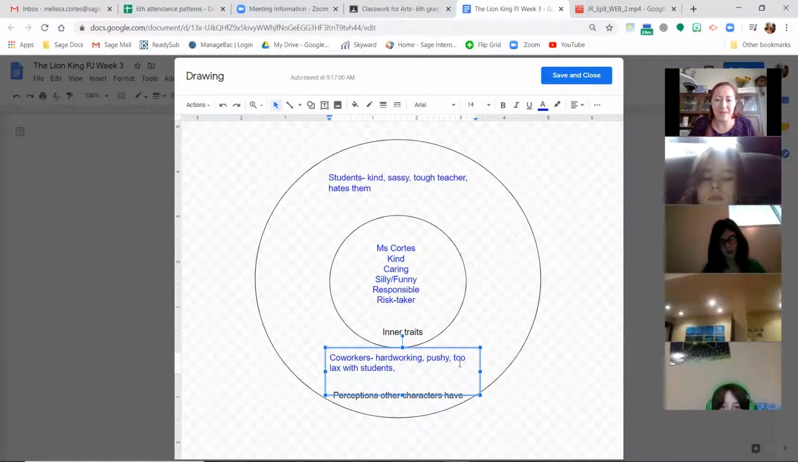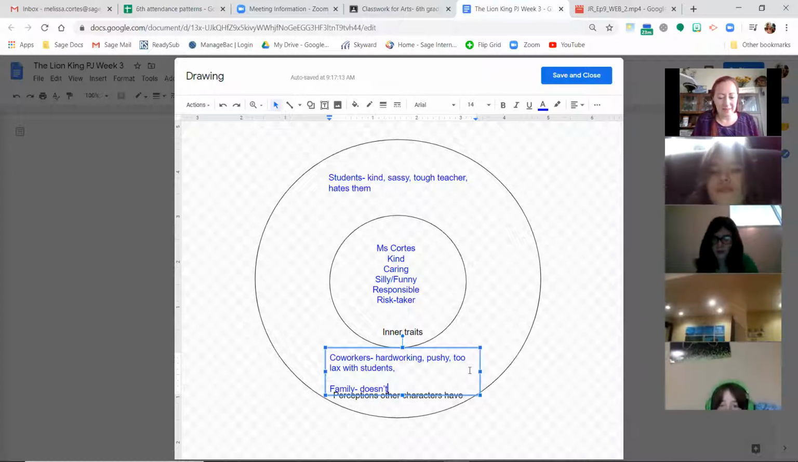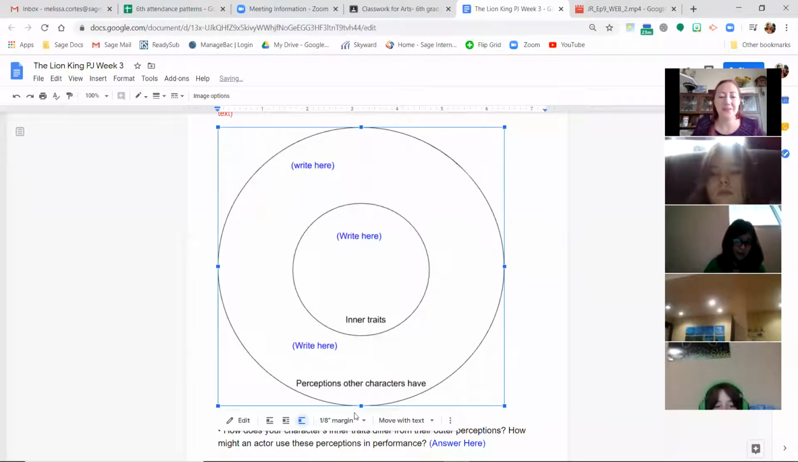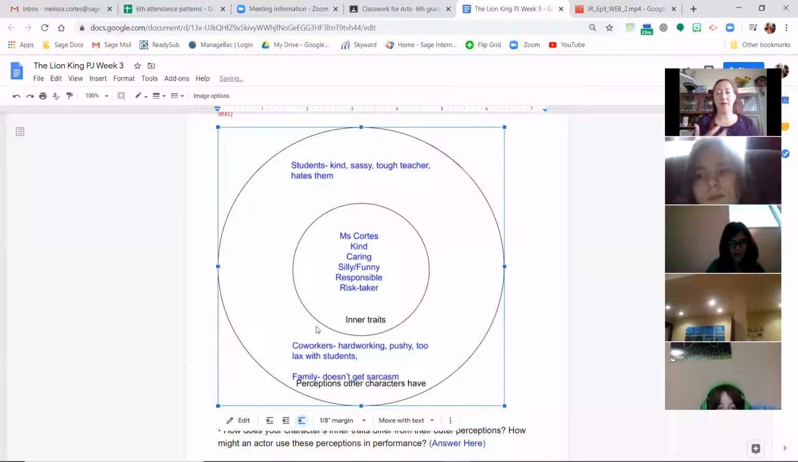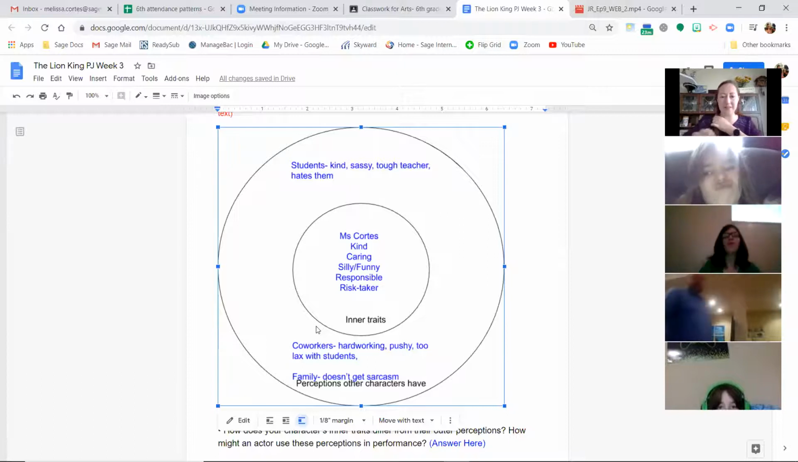Then maybe her family does not think that she's funny. Her family thinks that she doesn't get sarcasm. Okay, so now we have different groups of people and what they think about this character. So when the performer is starting to create this character, now we have to not only think about how they see themselves, but how other people see them.